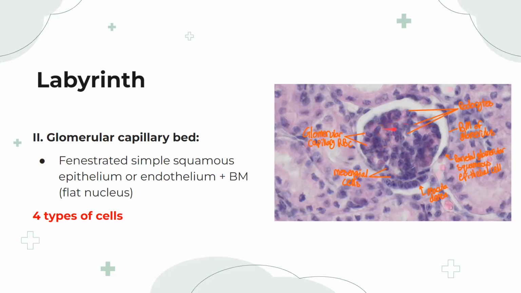So mesangial cells are responsible just for remodeling of the podocytes and remodeling of the epithelium that's present here. It just has a supportive function, not that important, but you are supposed to know that it's actually present in the glomerulus, okay?